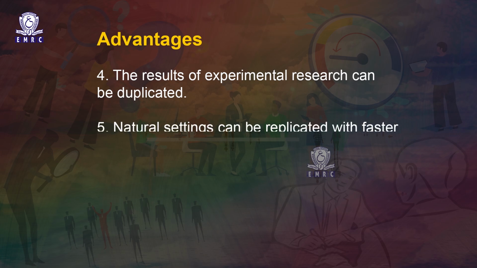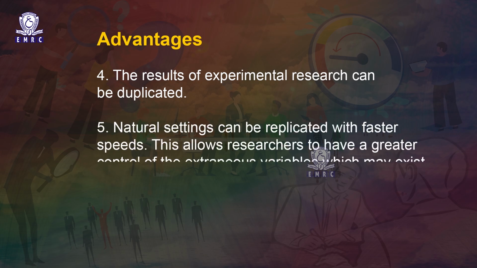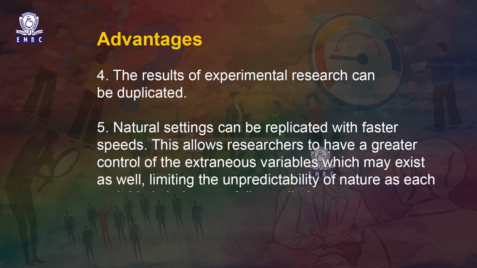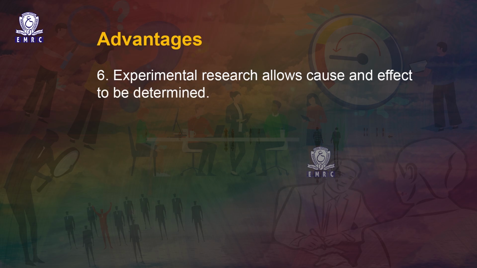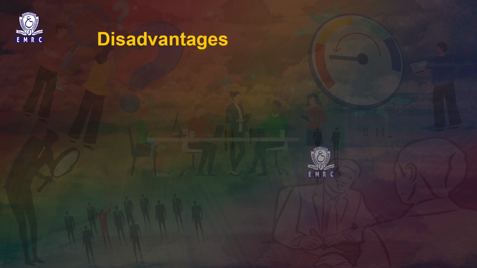5. Natural settings can be replicated with faster speeds. This allows the researcher to have a greater control of the extraneous variables which may exist as well, limiting the unpredictability of nature as each variable is being carefully studied. 6. Experimental research allows cause and effect to be determined. 7. It can be combined with other research methods. Now, let us look at the disadvantages of the experimental research method.